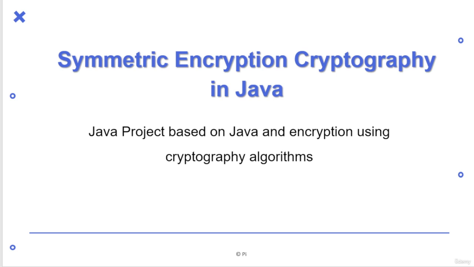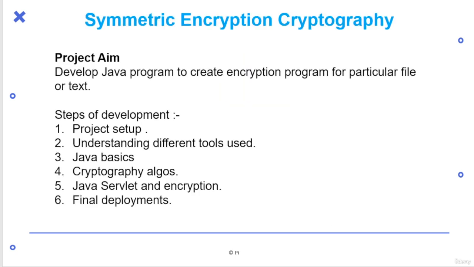I will tell you what cryptography is, everything, but first our project aim is basically that we are going to develop one encryption for a particular file, or you can say text, because it's mainly related to text. You can encrypt images also using Java, but for the basic steps we are considering text. For the steps of development, I'm using a servlet program also, and some basic Java development. Please note that this is not a very high-level program. I'm going to go with some simple cases.